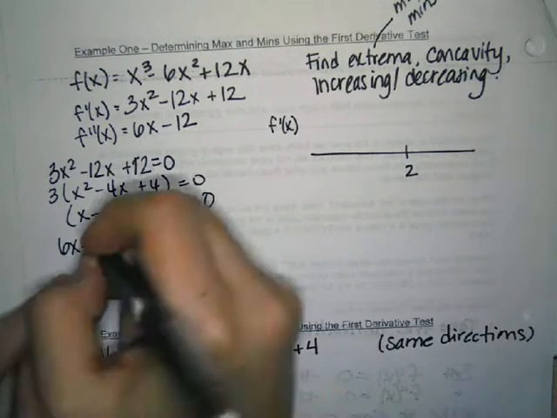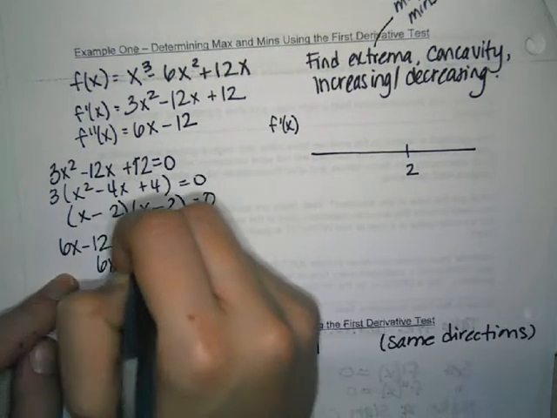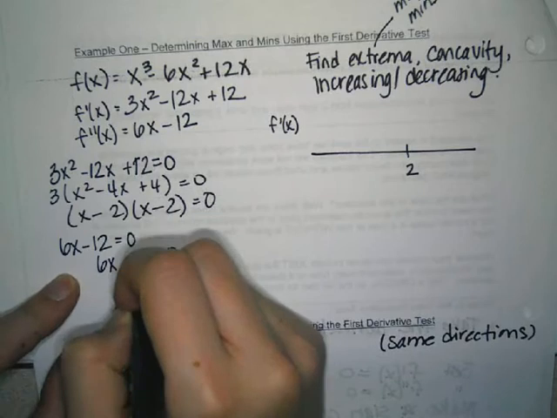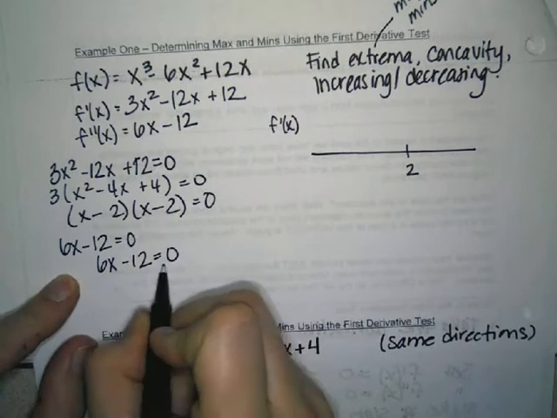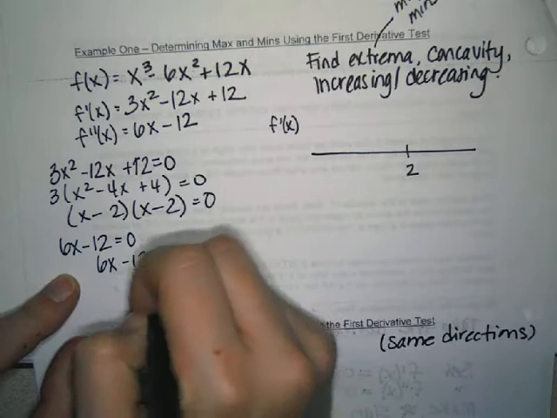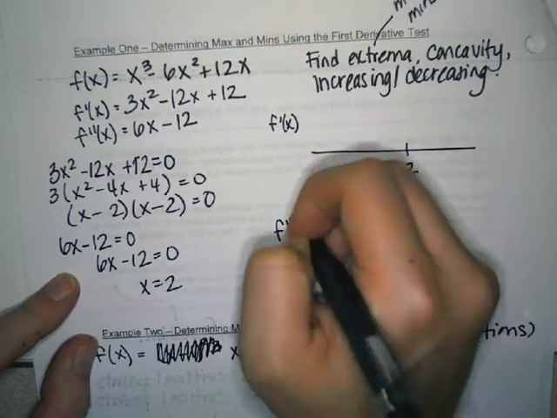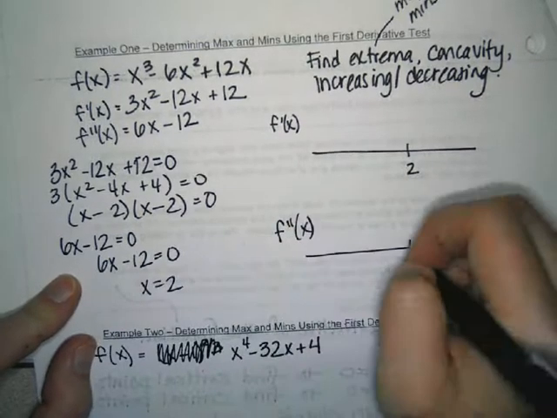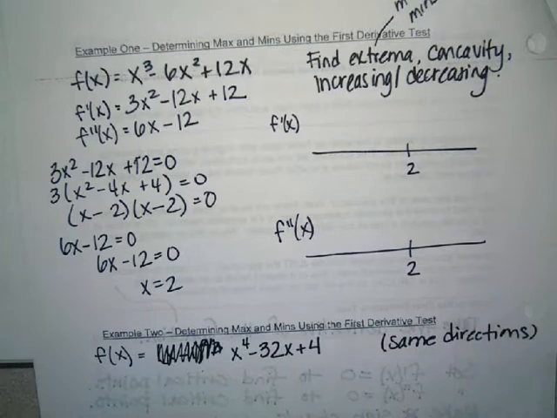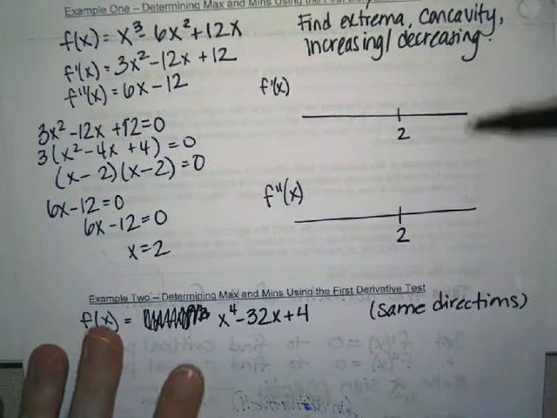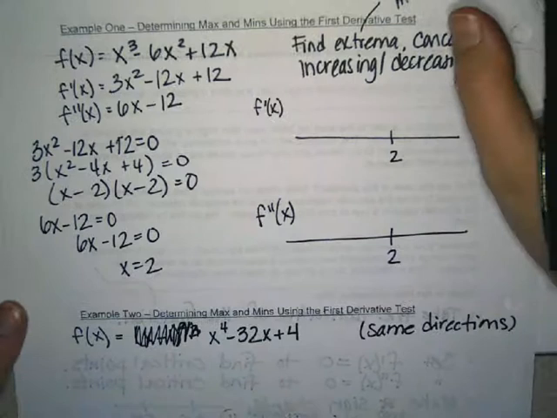Here, if I solve, I'm going to move 12 over, divide by 6. So again, I get 2. Now, this will happen sometimes. It will not happen every time that you get the same critical value for both the first derivative and second derivative. But this is a good problem to start with.